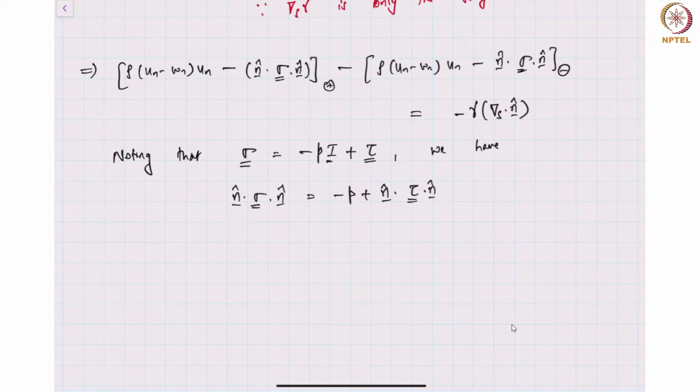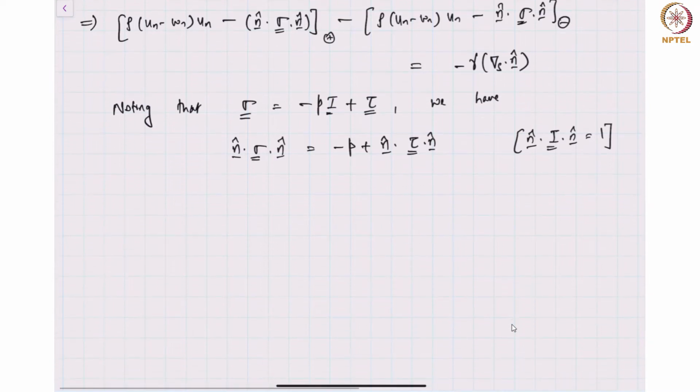So p is a scalar, so I have n dot n that comes in, and the identity matrix times n is just n, and therefore I get this simplification. Now there are two terms here: pressure explicitly and the deviatoric stress term. So if I substitute this, what do I get?